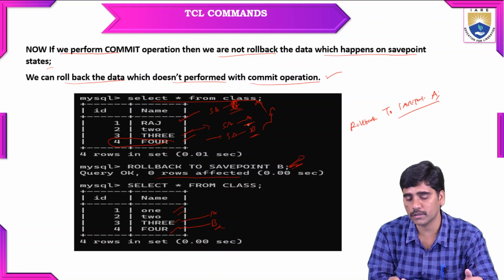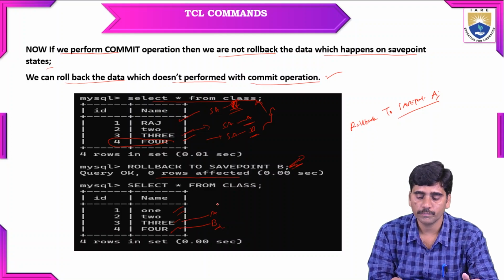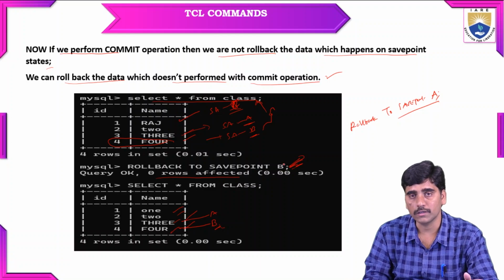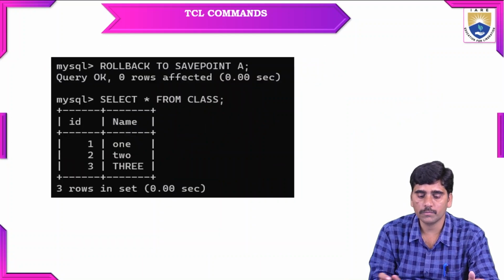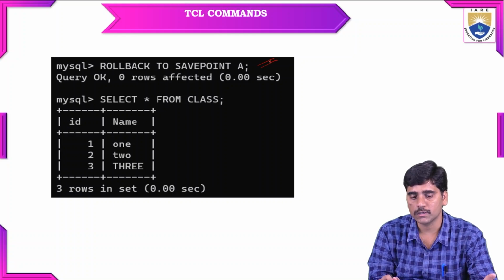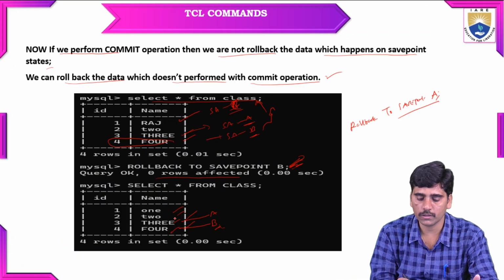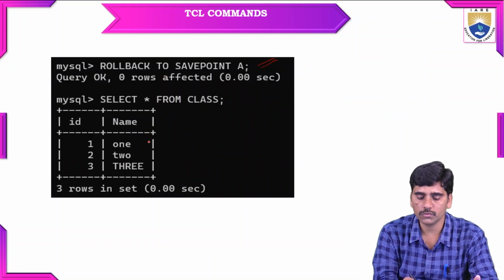So if you are not performing a commit operation, you can roll back your data by creating particular save points. I created save points for particular inserting and updating operations. Now I roll back the data to before save point C, and up to save point A means we inserted 1, 2, 3. Only up to 3 values we inserted.